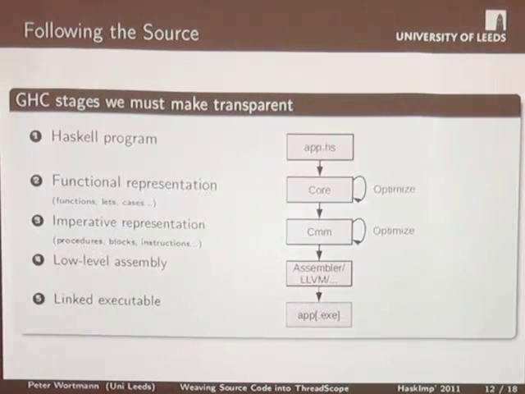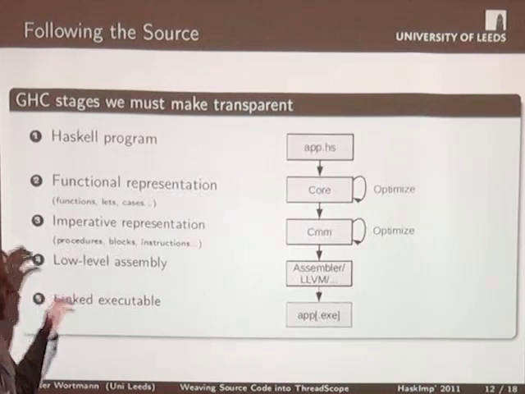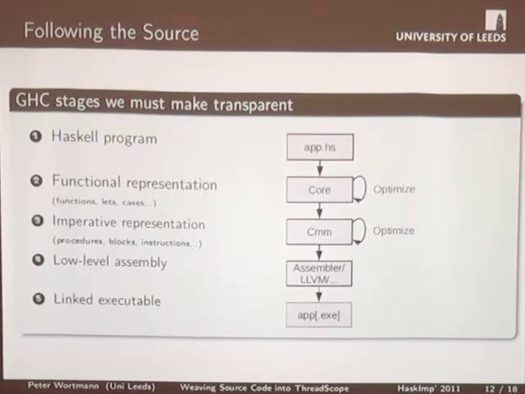So, we need to follow the source. What do we need to follow it through? This is a high-level view of how GHC operates. We might start with the source code, then this gets put into a functional representation, which is Core, then it gets optimized a bit, then it gets transformed to an imperative representation, which is C minus minus, and that gets optimized a bit. Then we generate assembly, link all that together, and get the final program.